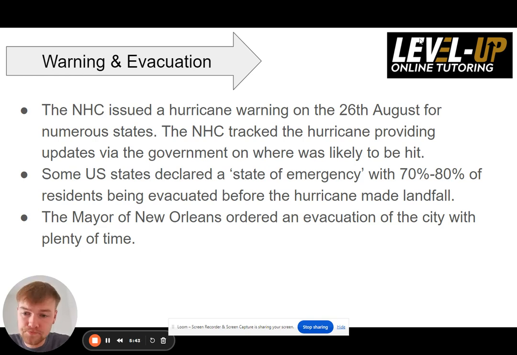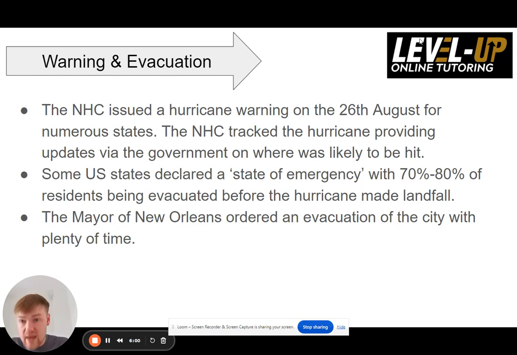And also in terms of politics, political figures were ordering evacuations of the city with plenty of time. So the mayor was saying, this is when it's likely to make landfall. You need to therefore leave to protect yourselves. So again, it's having those officials able to make those decisions that gives people the confidence.